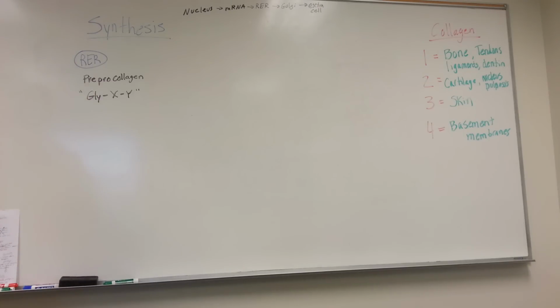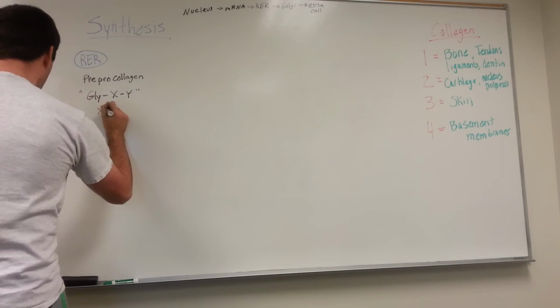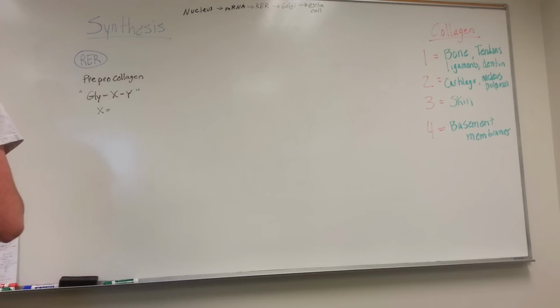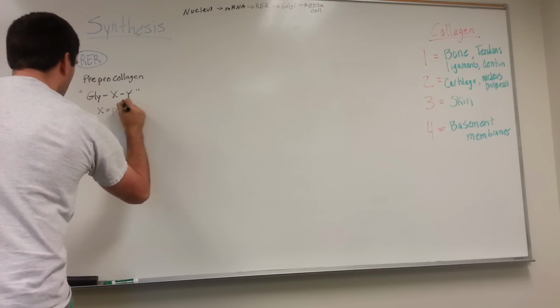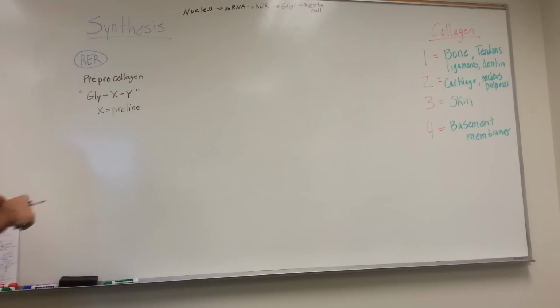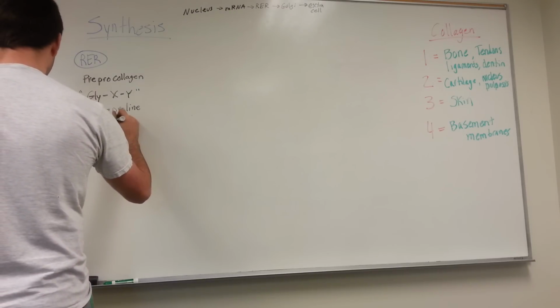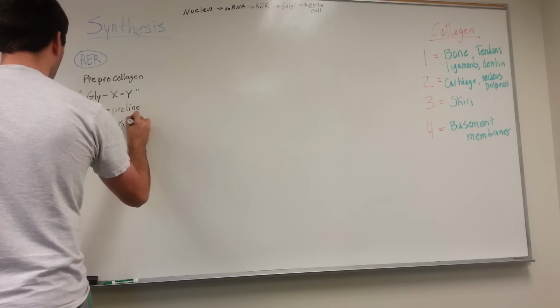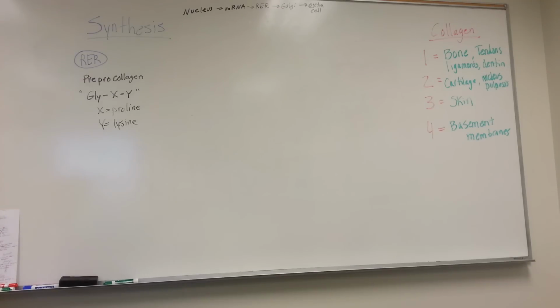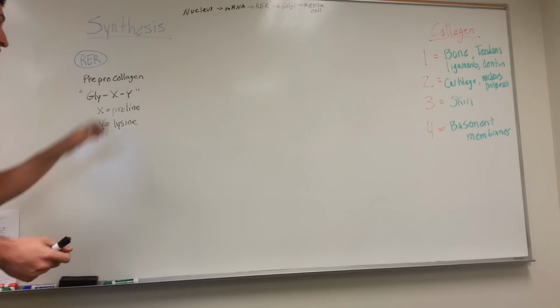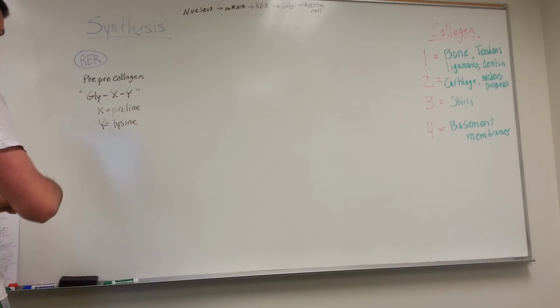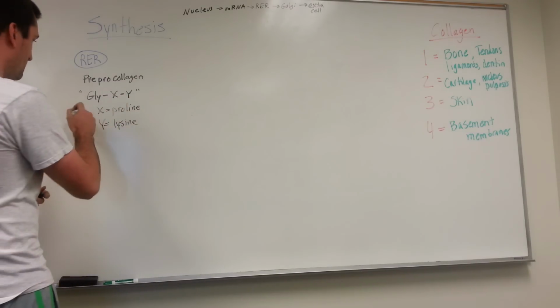So what is this X and the Y? Well, the X is typically proline. Proline is just going to be an amino acid. Glycine's just an amino acid. And then Y is going to be mostly lysine, which is yet another amino acid. Glycine, X, Y. And we write it like this because the X can be other stuff, the Y can be other stuff for the most part. For the most part.